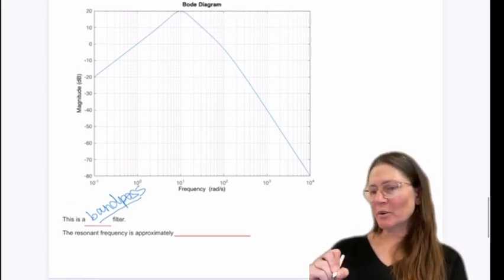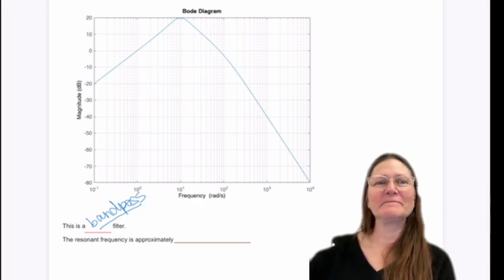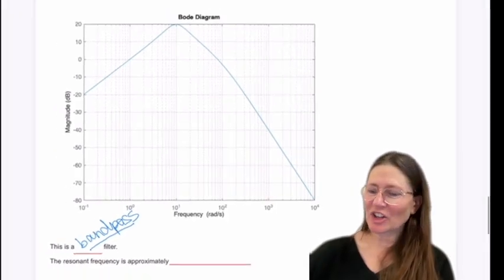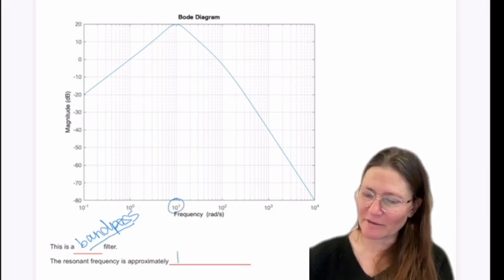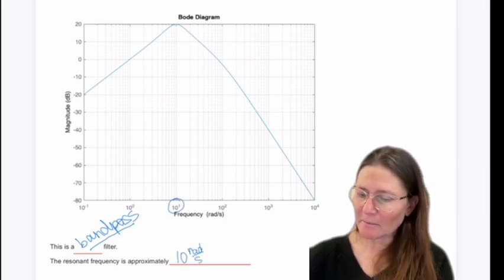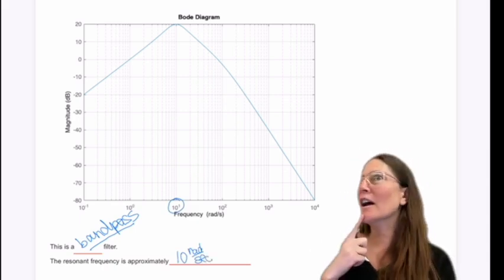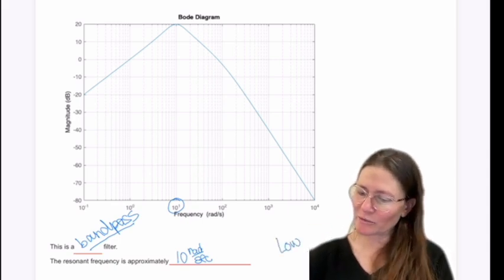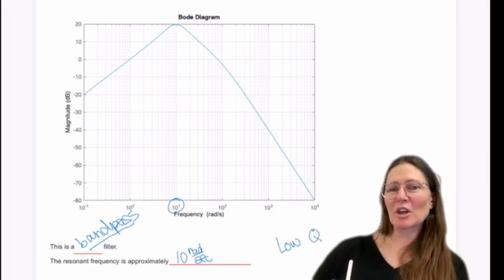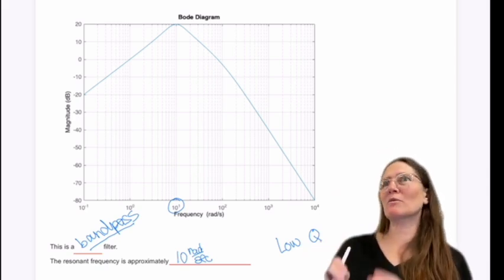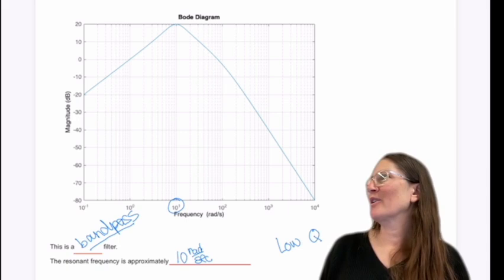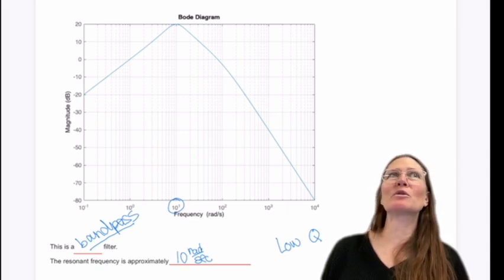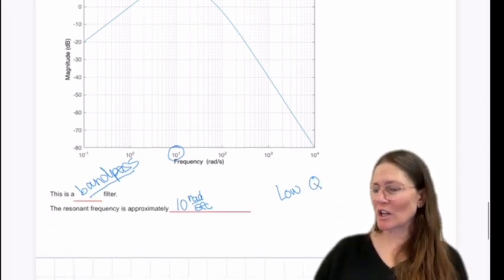What is the resonant frequency of this approximately? Correct. So this would be your resonant frequency, 10 radians per second. Does this have a high or low Q? Correct, a low Q. Remember that the high Q was when it was really steep right around that frequency. Okay, any questions on the filters? Okay, so just review and remember what the filter graphs look like.